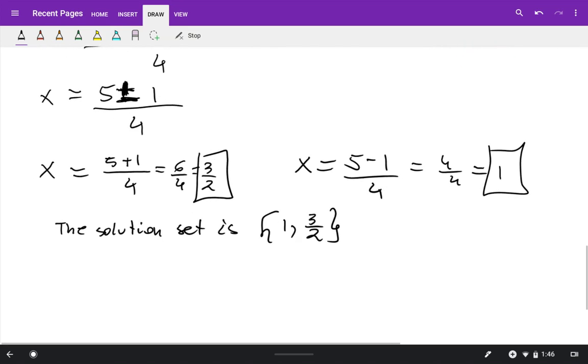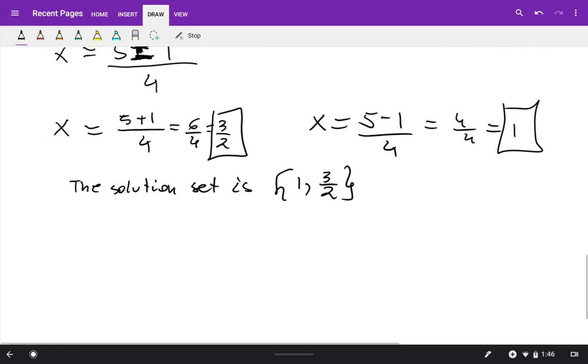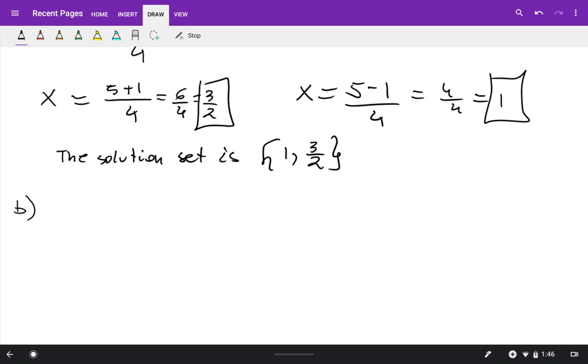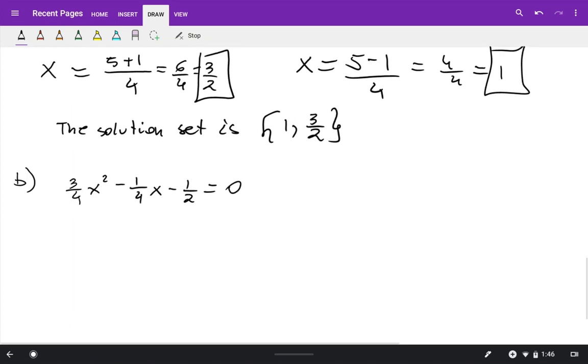Okay, and I will do one more with you guys. Example when we have fractions. So let's do B. Just to show you what you can do when you see fractions as coefficients. So you have 3 over 4 x squared minus 1 over 4 x minus half equals 0. Okay, so since you have fractions, I'm going to apply the same steps which we did when we solved linear equations. I really don't like to have coefficients as fractions.